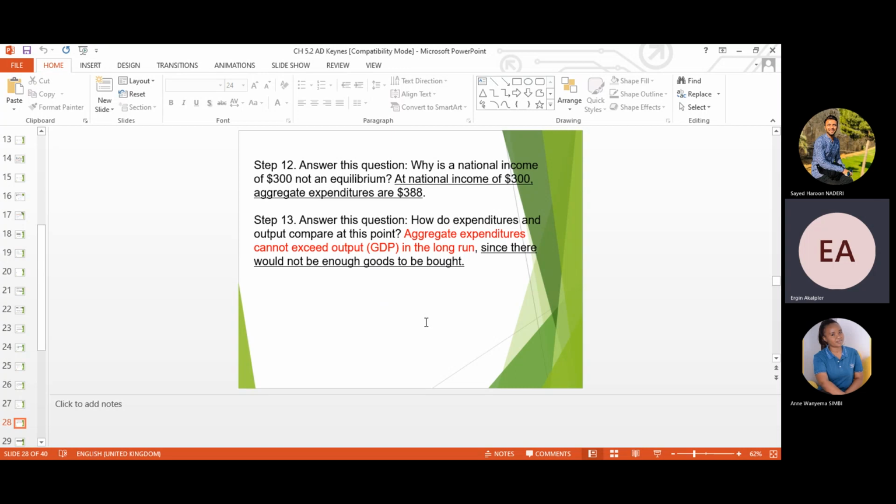And step 13, answer the question, how do expenditures and output compare at this point? Aggregate expenditures cannot exceed output, because, as you are observing, in the long run there will not be enough goods to be bought. Therefore, it is supposed to be less.